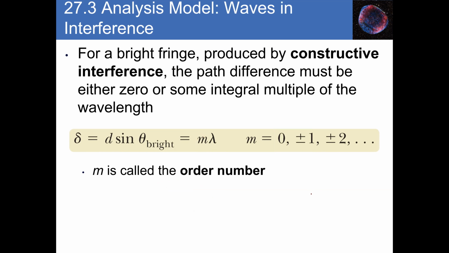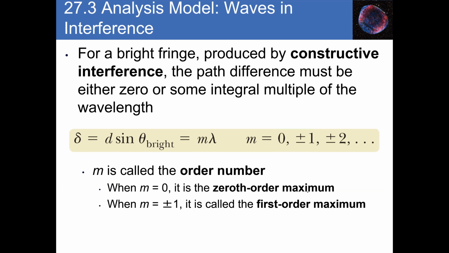Okay, so m is called the order number, and m equals 0 is the zeroth order maximum, and m equals plus or minus 1 is called the first order maximum. That means there's a first one above, then a first one below, then a second one above, a second one below, and so on and so forth.